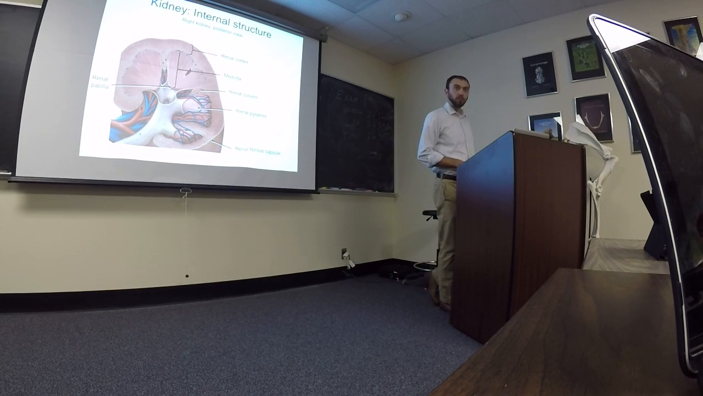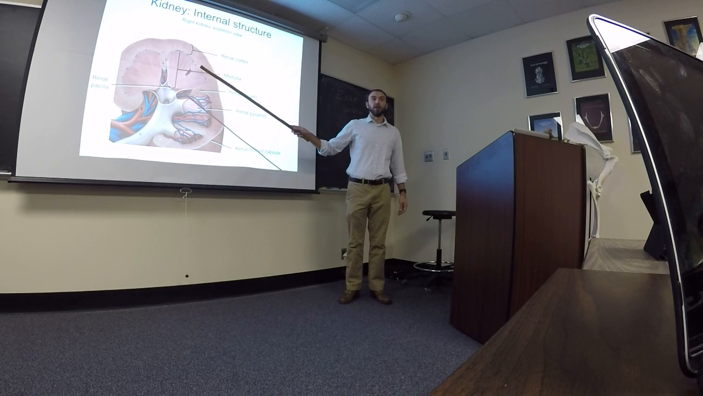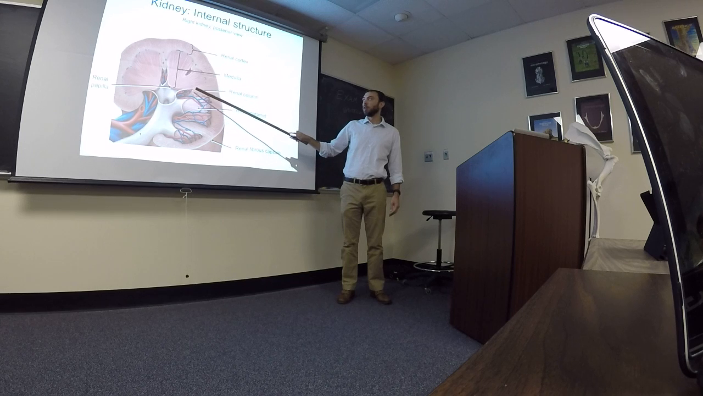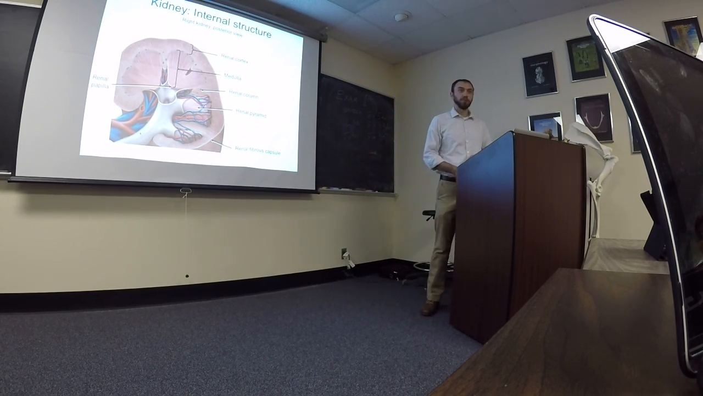What's the difference between the medulla and the pyramid? So the pyramids are part of the medullary layer. So we have a cortex layer and a medullary layer. The pyramids are part of the medullary layer, so they're the triangular parts.